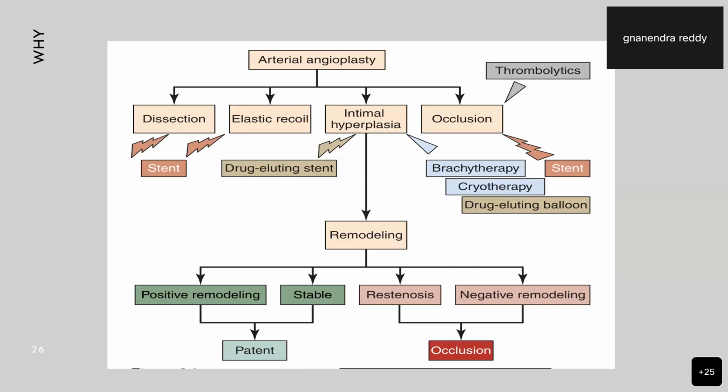Once intimal hyperplasia sets in, it undergoes remodeling. If it is a positive remodeling, wherein the thickness of the wall increases while keeping the lumen patent, then the patient might not have the complication of occlusion. Whereas if the patient has negative remodeling of the intimal hyperplasia, then he can finally land up in restenosis or occlusion.